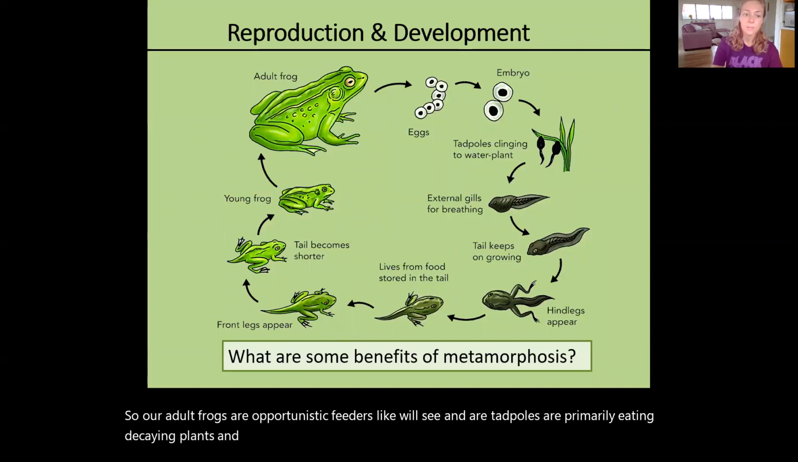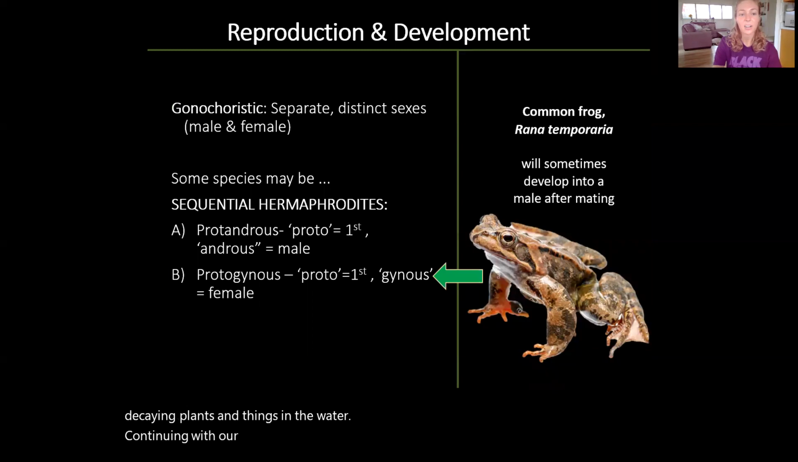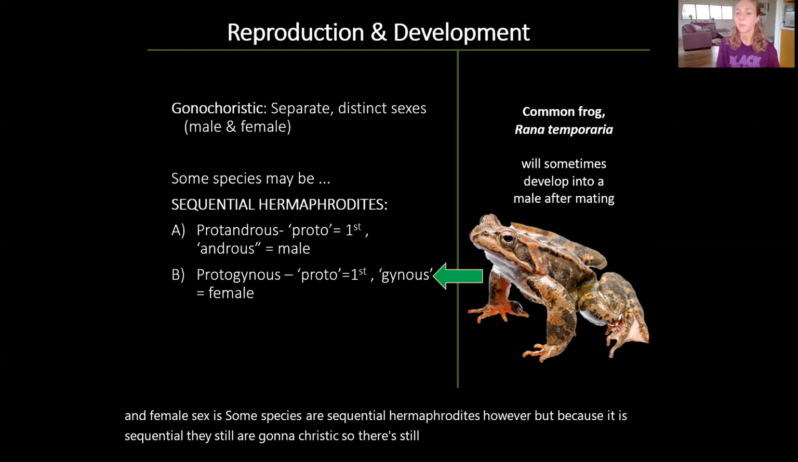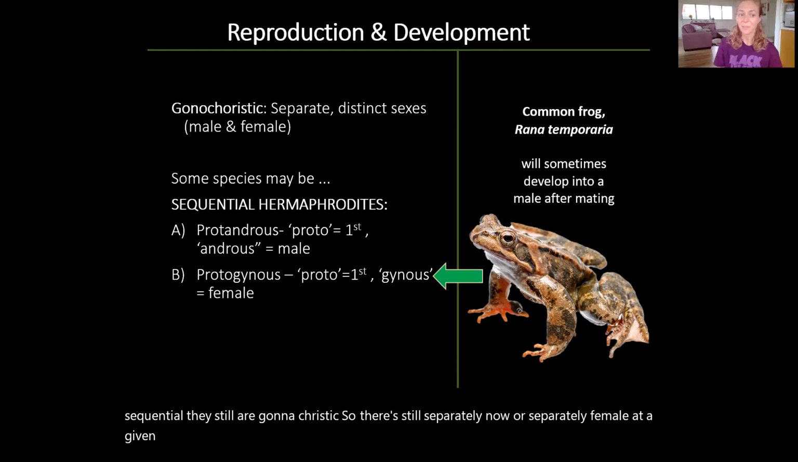Our adult frogs are opportunistic feeders, like we'll see, and our tadpoles are primarily eating decaying plants and things in the water. Continuing with our reproduction, frogs are gonochoristic, which means they're separate male and female sexes. Some species are sequential hermaphrodites, however, but because it is sequential, they still are gonochoristic, so they're still separately male or separately female at a given time.